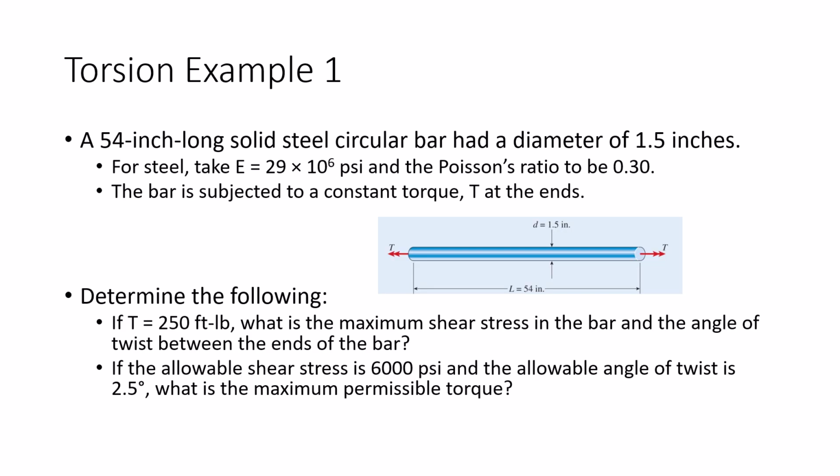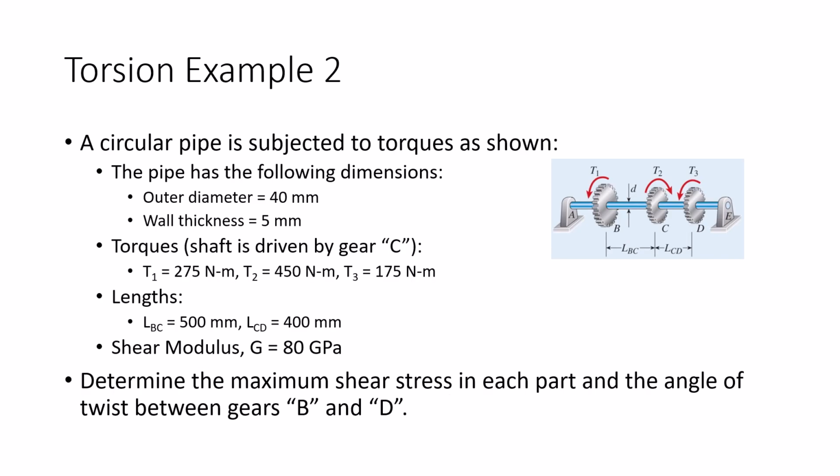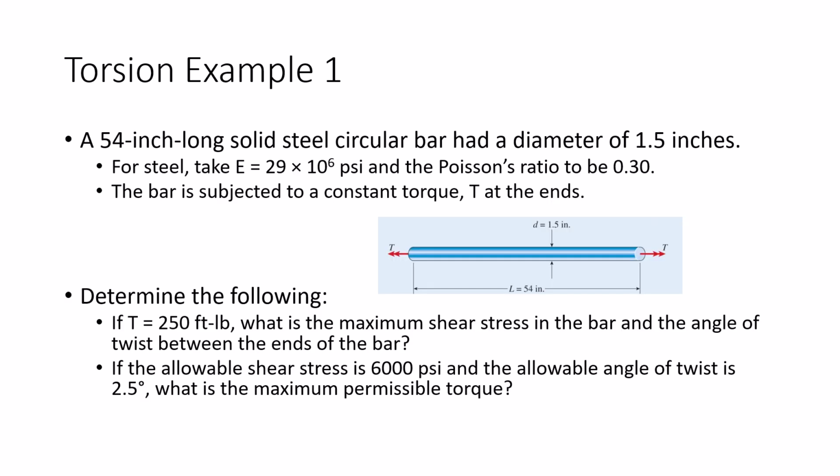All right, we got two problems, and for you mechanicals, one's in US units, one's in metric, so you're welcome. The first one just has a single torque applied. What we're going to do is look at a couple different scenarios. Number one, if I just gave you the torque of 250 foot-pounds, what's the maximum shear stress in the bar? What's the angle of twist? This is a pretty direct, straightforward problem.